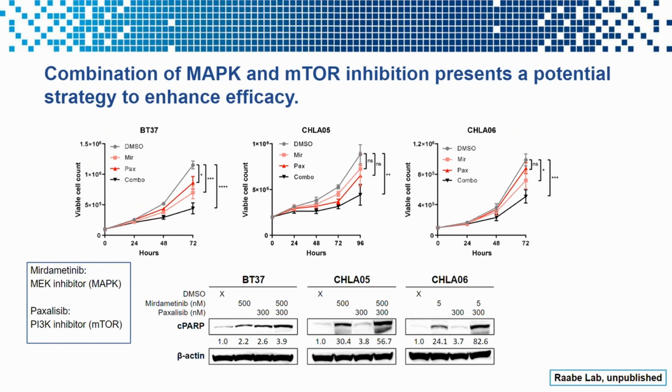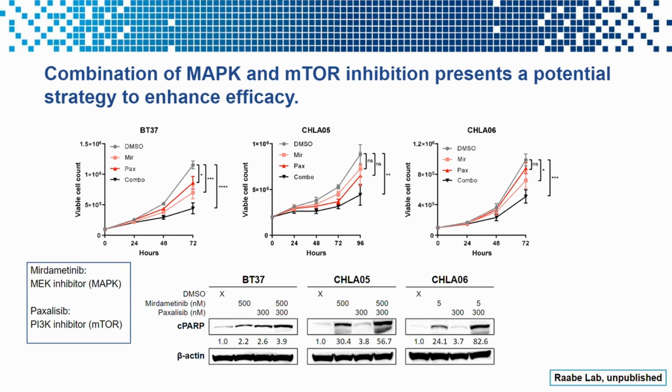both starting from similar receptors and then both leading to things like cell survival, cell motility, and cell proliferation. So here we use 2 drugs, mirdametinib, which is the MEK inhibitor that I just talked about, and paxalisib, which is the PI3 kinase inhibitor capable of inhibiting the mTOR pathway.